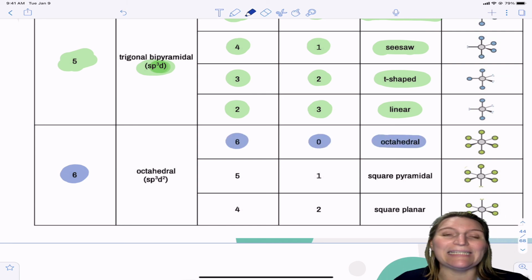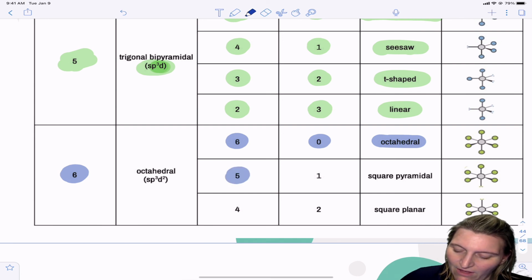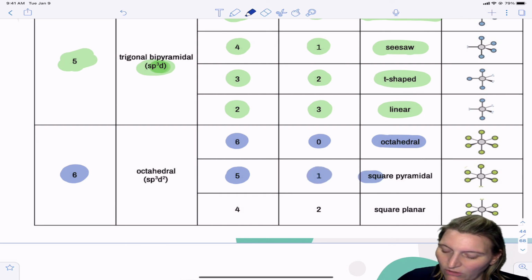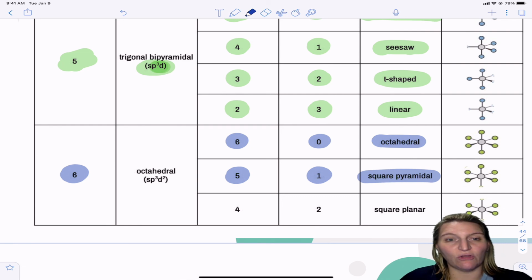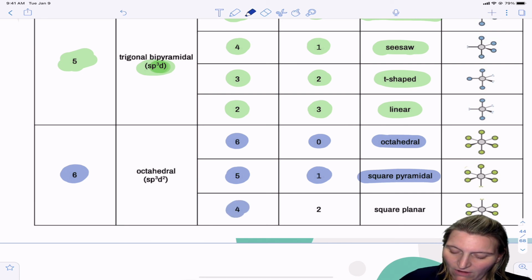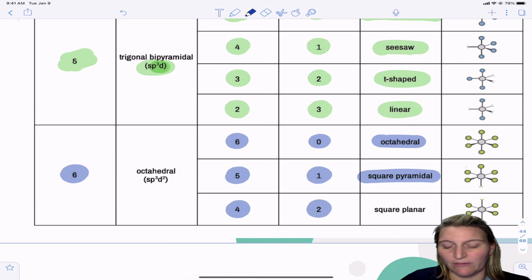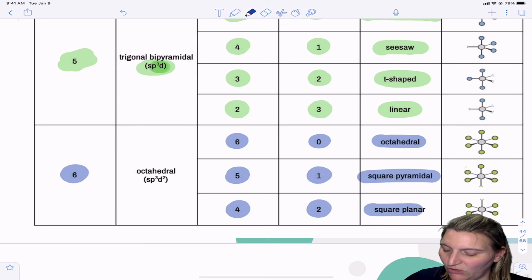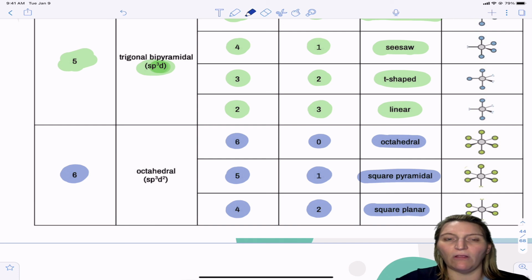Octahedral is when there are 6 electron domains and all of them are bonds. If there's 5 bonds and 1 lone pair, so still a total of 6, it's called square pyramidal, because this looks like a pyramid with a square base, just like the pyramids that we are familiar with in Egypt. And if there are 4 bonds and 2 lone pairs, the lone pairs are opposite each other. And when the lone pairs are opposite each other, the name of the shape is square planar, because all of those remaining atoms are in one plane.